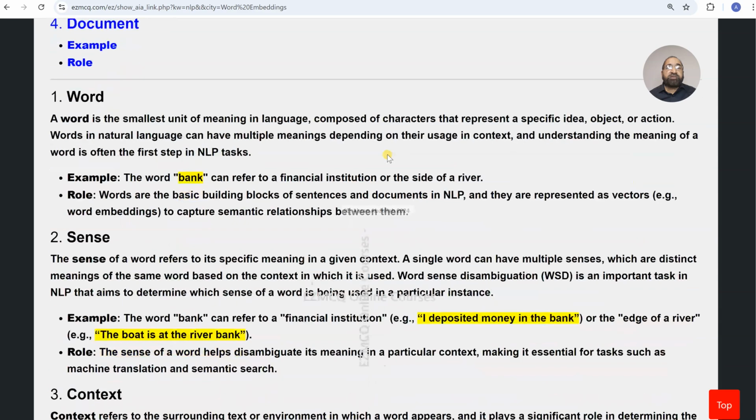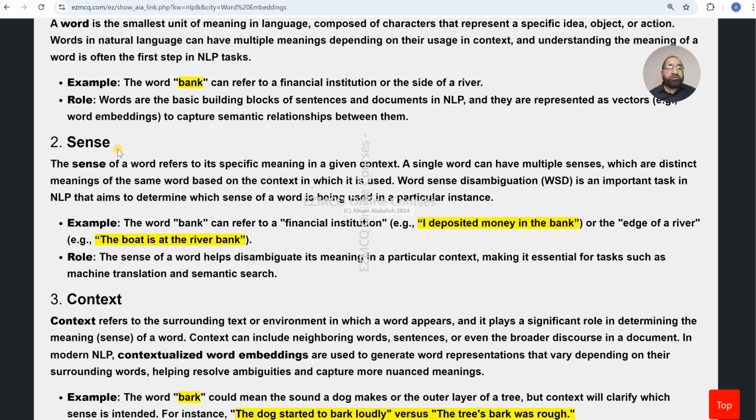Basically, a word is the smallest unit of meaning in language. Of course, that is not that simple, because that smallest unit of meaning has a lot of meaning, and those meanings go across sentences, and documents consist of sentences. Sense is the specific meaning given in a context. The meaning of a word goes as per the context.